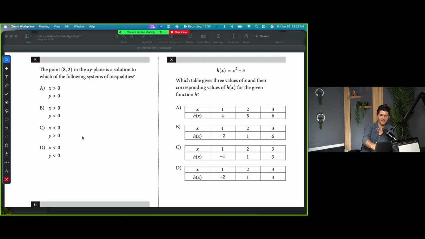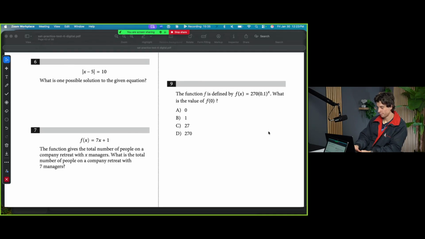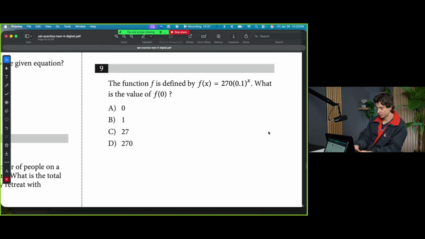What's the next question you want to look at? It's the next one, number 9. Cool. All right. So read this off for us. The function f is defined by f of x equals 270 times 0.1 to the x. What is the value of f of 0?